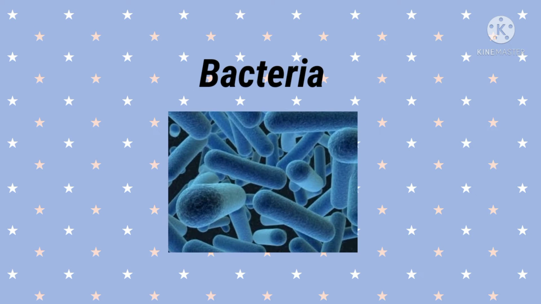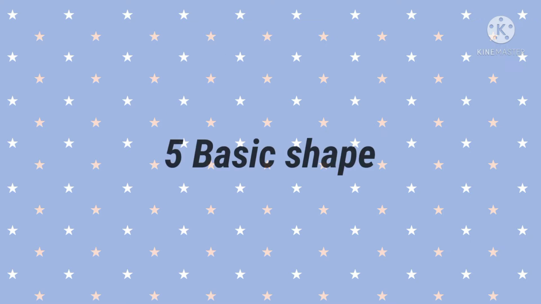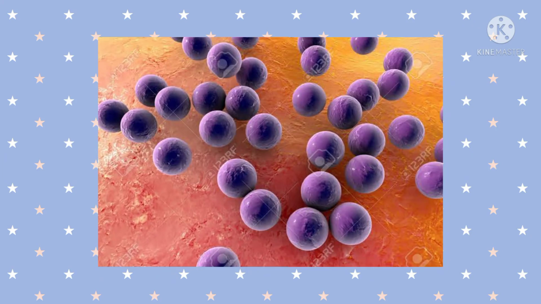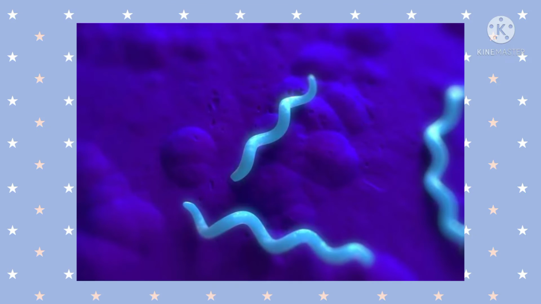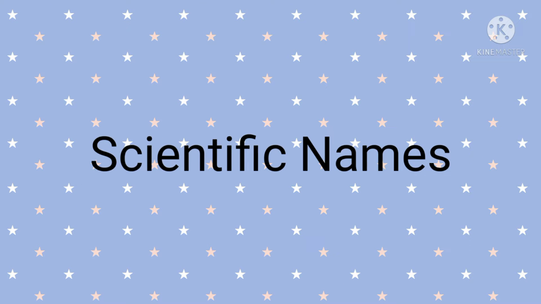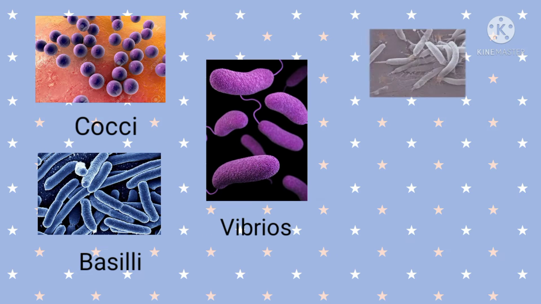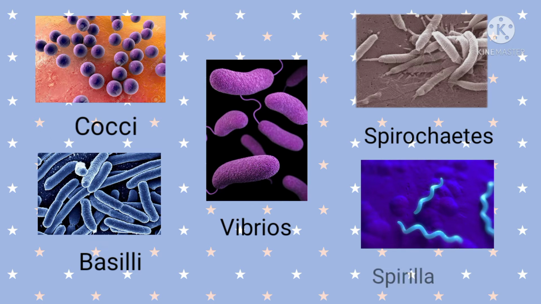First is the bacteria. Bacteria come in five basic shapes: the spherical, cylindrical, comma shape, corkscrew, and spiral. The scientific names for these shapes are cocci, bacilli, vibrios, spirochetes, and spirilla. The shapes and configuration of bacteria are often reflected in their names. Archaea has a similar structure as bacteria. The only difference is archaea has a rectangular or irregular shape.